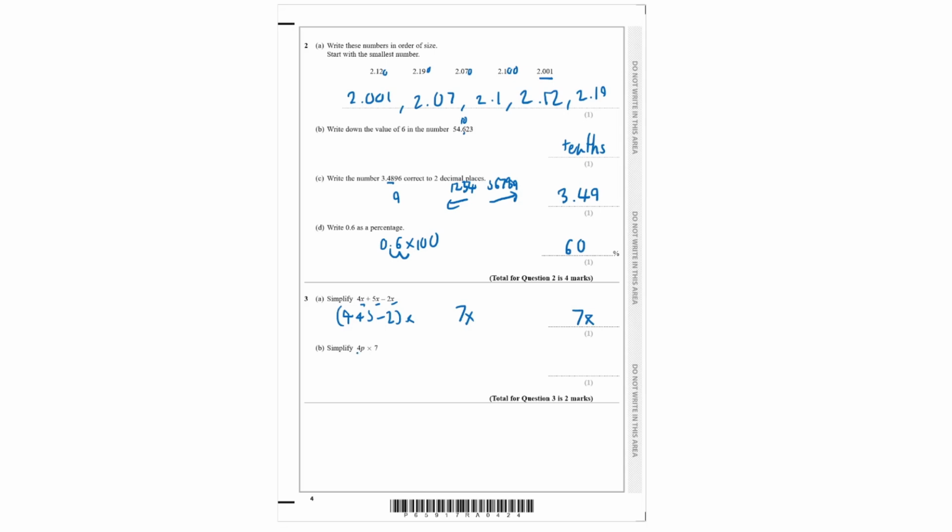Simplify 4p times 7. So we simplify as 4 times 7. 4 times 7 is 28. And we multiply this with p. So we end up with 28p.